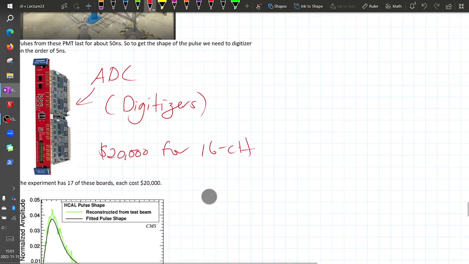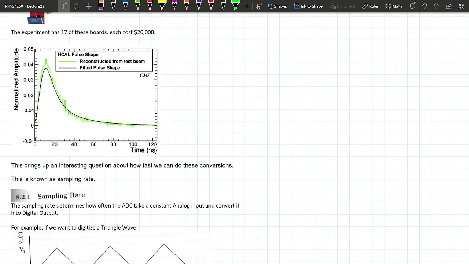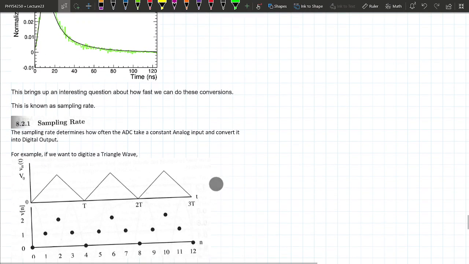Here is a much better picture of a pulse. This actually came from the CMS experiment on one part of their detector. You can see the time down here in nanoseconds. This pulse goes up, and in about 40 nanoseconds, the pulse is gone already. You need to measure this at multiple points in order to get this shape. If you don't get this shape, you don't know what happened. This brings up an interesting question, which I wrote down here: how fast can we do this conversion?